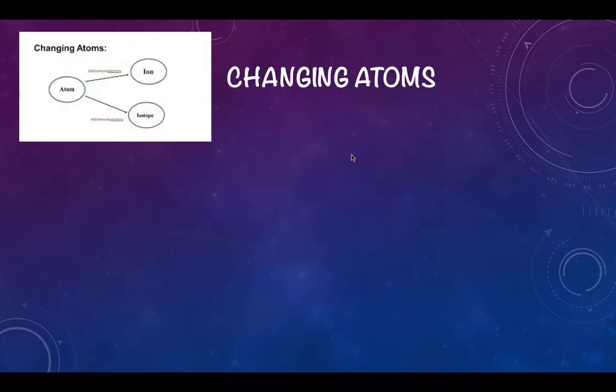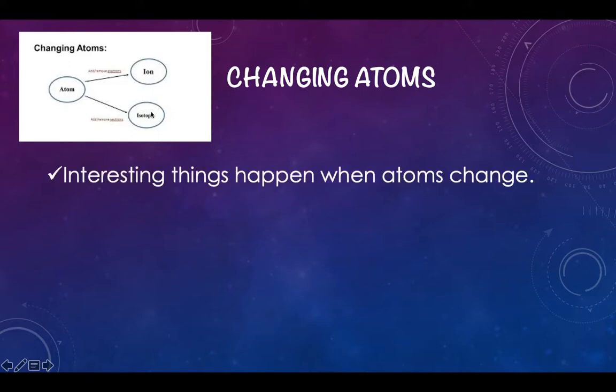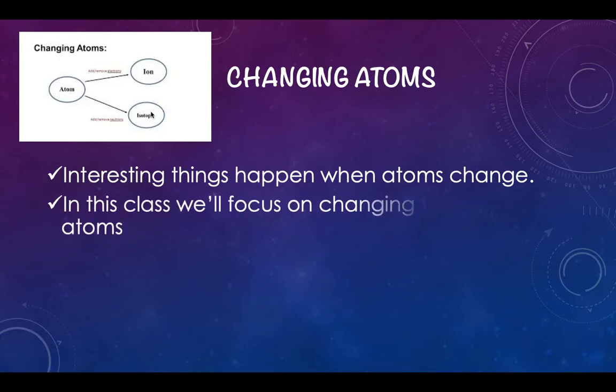Today, the focus is going to be changing those atoms. So we start with an atom and then we do something and we get these other terms. So when you change an atom, you might not call it an atom anymore. You might call it an ion or an isotope. So that's the cool part about science, is when things change, right? So something changes about the atoms and makes something new, and then that's when cool science and chemistry things happen.